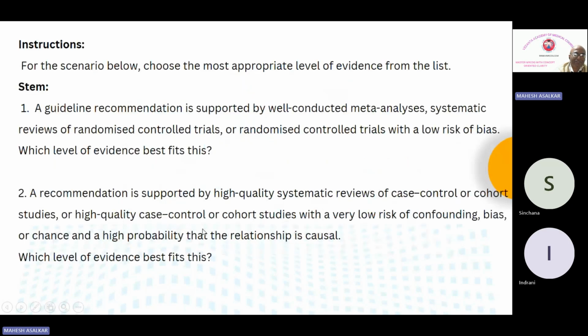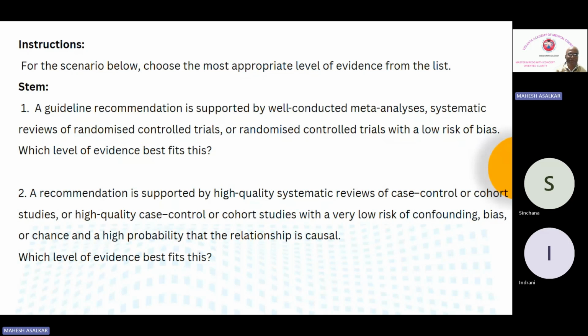Okay, so we'll have these 2 questions. If you can solve these 2 questions, give a try. A guideline recommendation is supported by well-conducted meta-analysis, systematic reviews of randomized control trials or randomized control trials with a low risk of bias. What level of evidence best fits this? This is 1 plus. Correct, 1 plus. If it would have been 1 plus plus, then what would have changed here? It will be high quality meta-analysis, and it will be very low risk of bias. Correct. Okay, so these keywords you should remember.